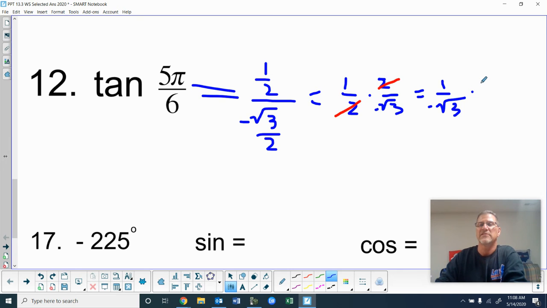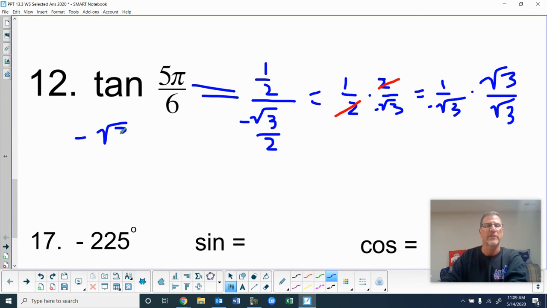We have to rationalize the denominator, so we multiply by radical 3 over radical 3. So our answer is, since there's a negative here, we're just going to make it negative out front. 1 times radical 3 is radical 3. So that's my numerator, over, remember, radical 3 times radical 3 is the square root of 9, which is 3. So that's number 12 on the worksheet. Negative the square root of 3 over 3.